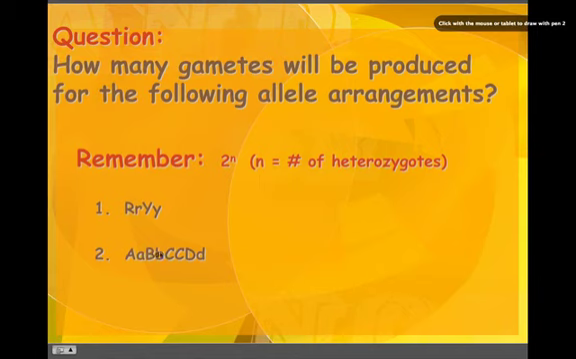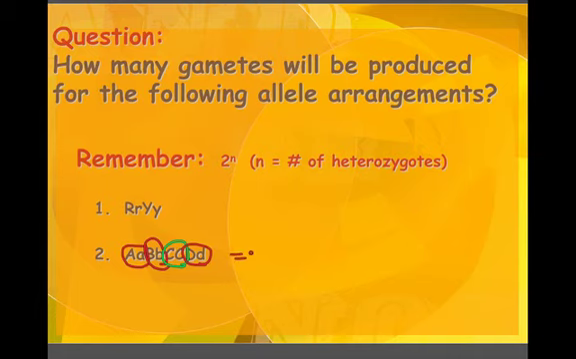If we look at the next one, this pair is heterozygous, this pair is heterozygous, this pair is homozygous, and this pair is heterozygous. So this would be 2 to the third power, which equals 2 times 2 times 2. So that's 8.